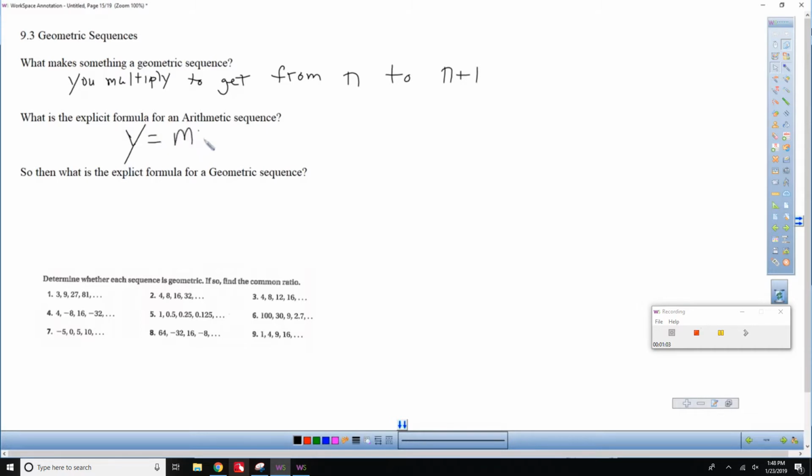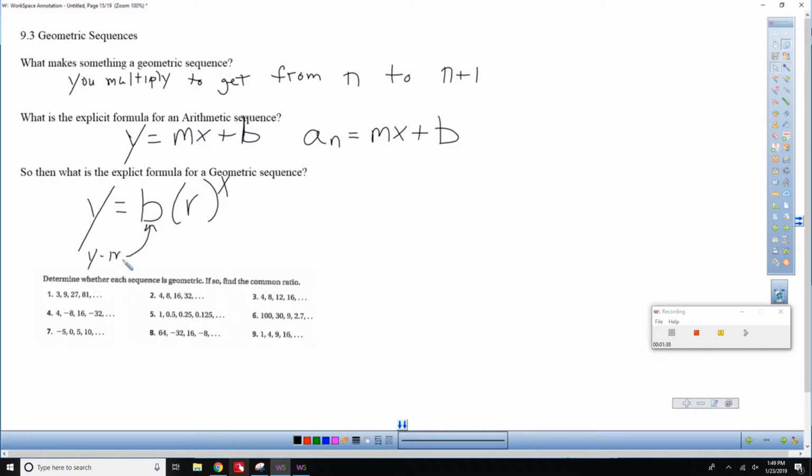Let's think back. What is the explicit formula for an arithmetic sequence, or a linear y equals mx plus b? If you want to find the nth term, it should be m times n plus b. So I screwed that up. Then, what is the explicit formula for a geometric sequence? It's y equals b times r to the x power. Sometimes you'll see that as b times r to the n power.